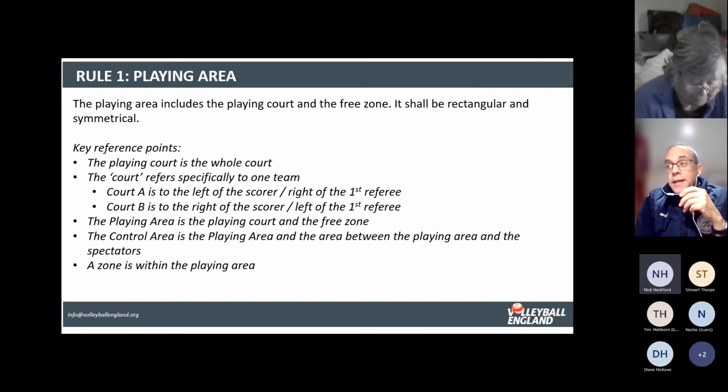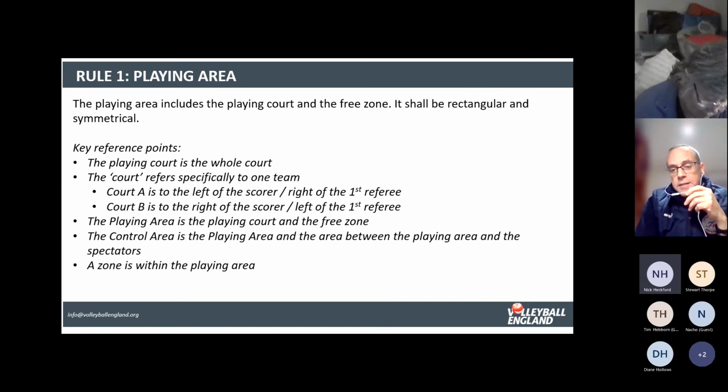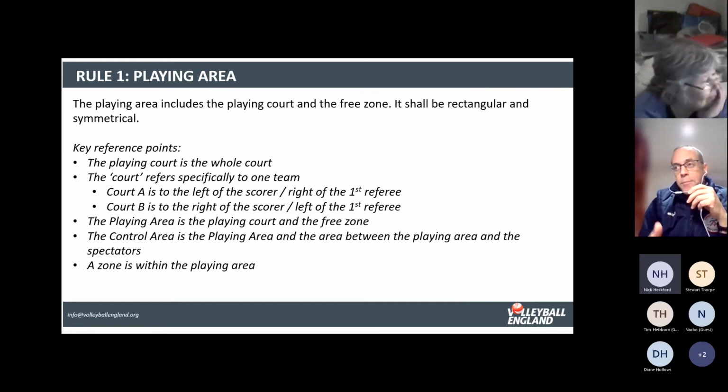And the control area is the playing area and the area between the playing area and the spectators. And this terminology is carried throughout the rules as to what is within the control area or within the playing area or is on the court. So these are key elements of definition that we take when we are looking at the rules, that we understand what the rules are saying, because how they refer to the court or the playing court or the playing area, then you know what the rules are referring to.